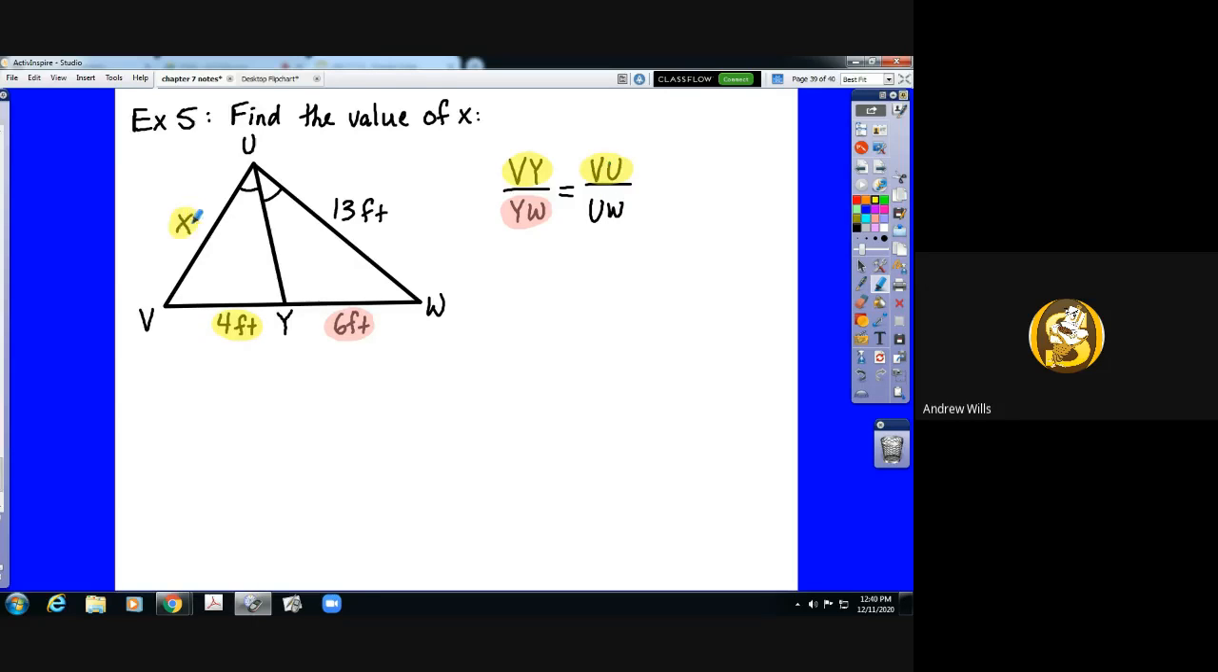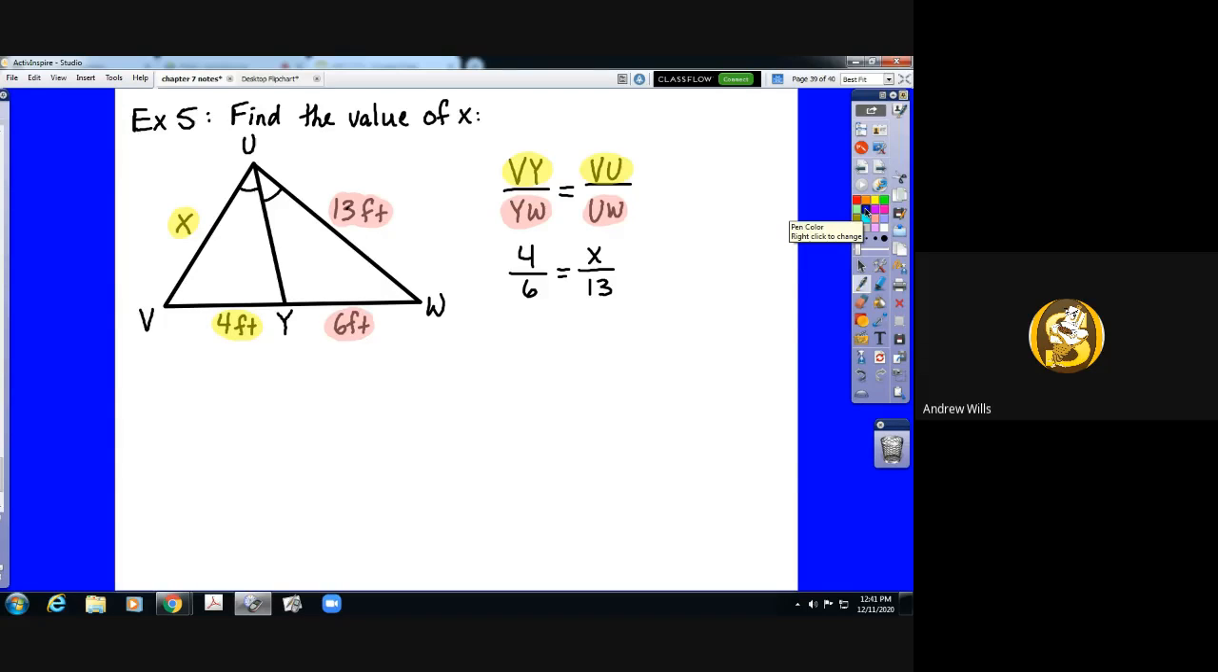Vu shares an endpoint with Vy, so it goes on top. Uw shares an endpoint with Yw, so it goes on the bottom. Plug in your numbers. 4 is to 6 as x is to 13. And then we cross multiply and we solve for x.